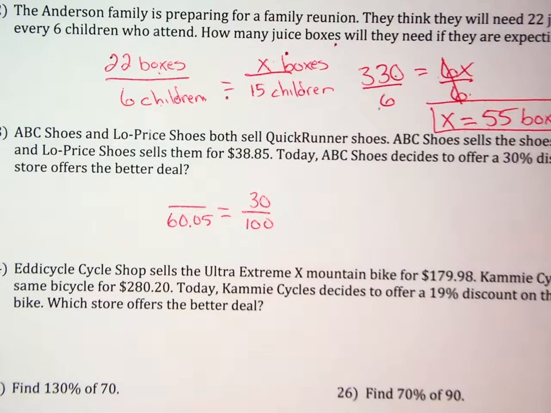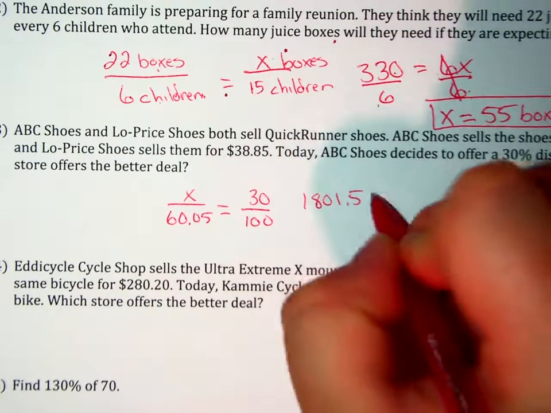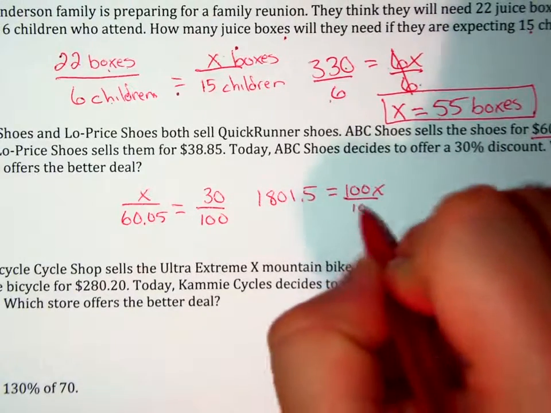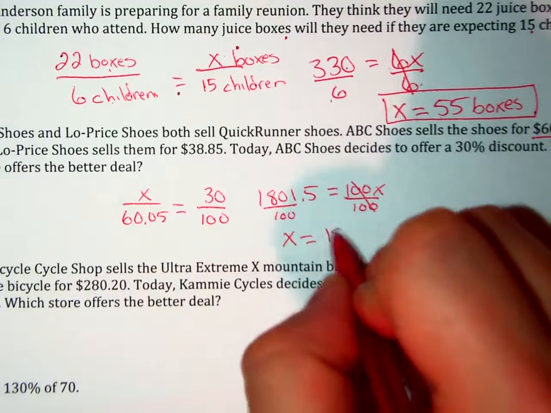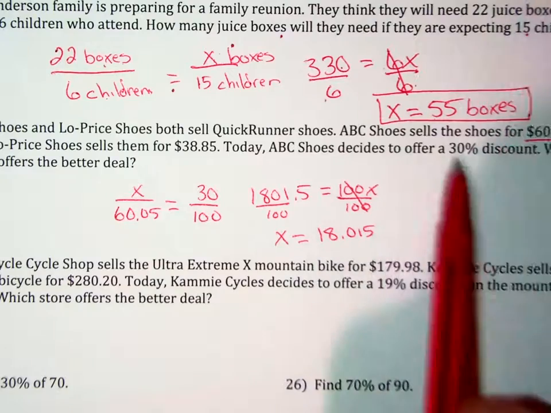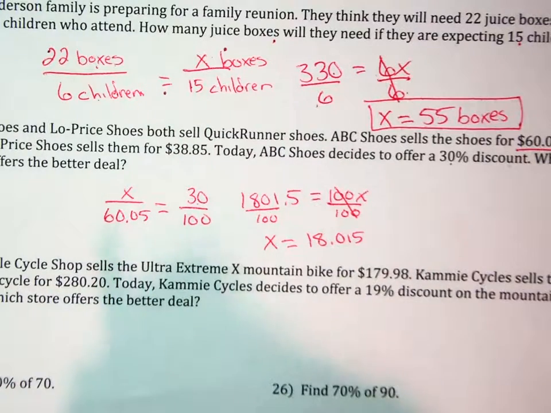So 30 times 60.05 is 1,801.5, equals 100x. Divide by 100 on both sides. X equals 18.015. Well, in this instance, that represents the 30% discount because we figured out what 30% of 60.05 is.